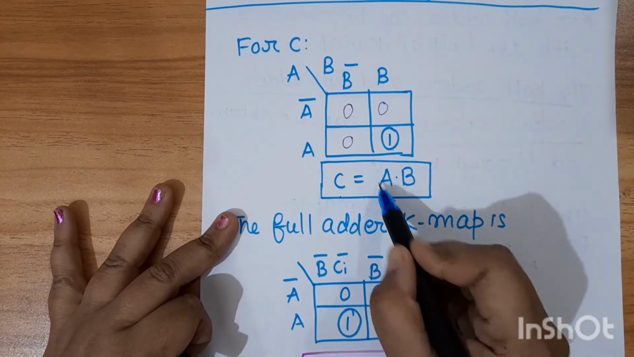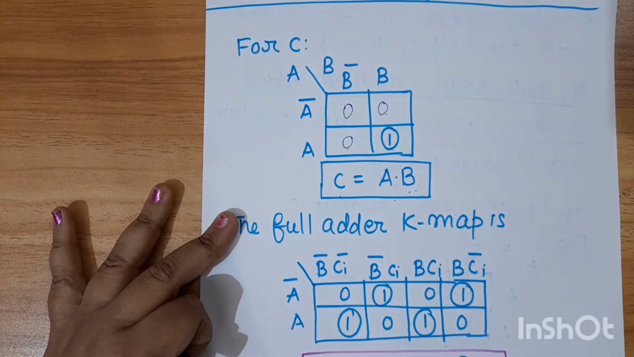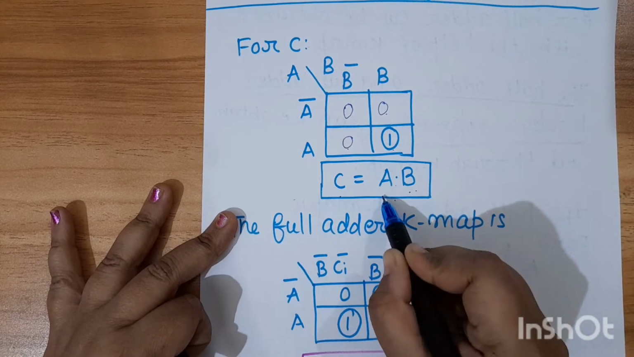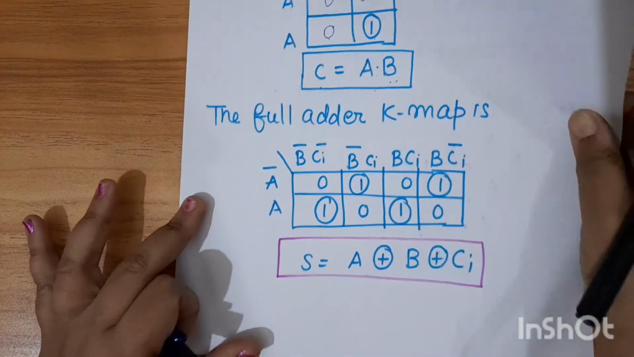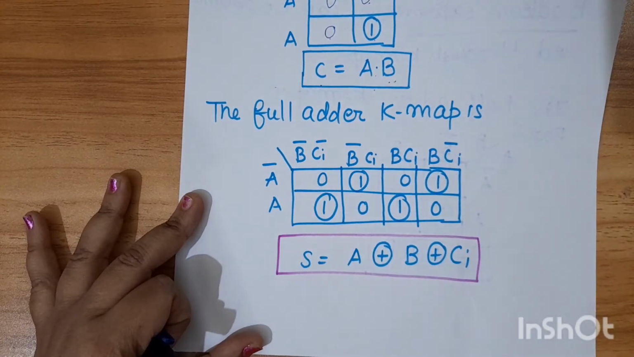For A equal to 1 and B equal to 1, carry is 1. For the rest of the cases the carry, that is the Cout, is 0. So from the K map, C is equal to A dot B. Now we will see the full adder K map. For that we have 3 inputs.